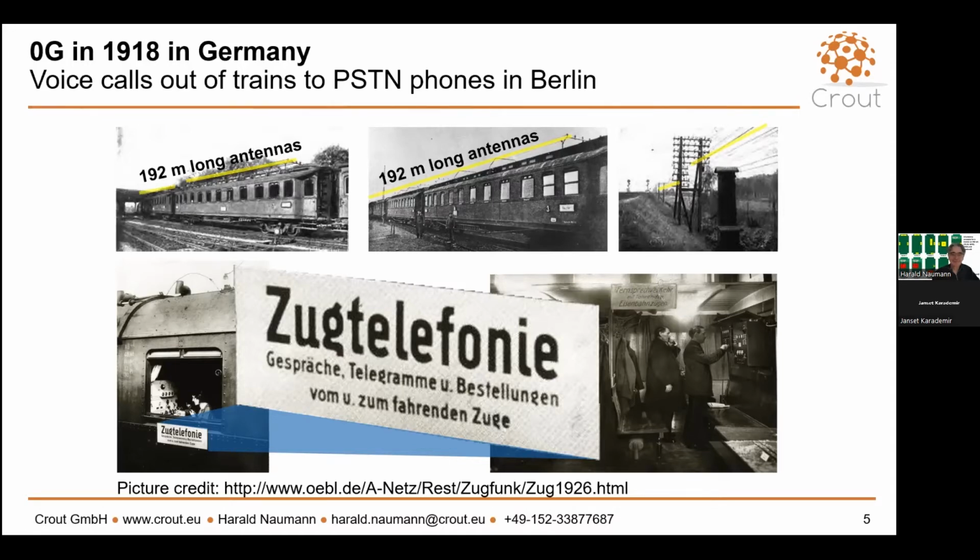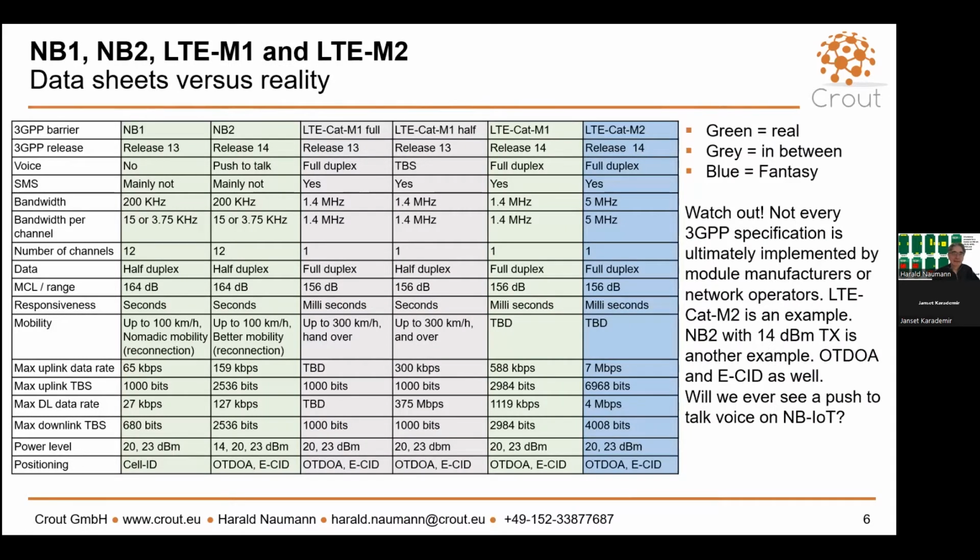And now directly into Narrowband IoT 1, Narrowband IoT 2, LTE-M 1 and M2. It's a big table with a lot of figures, and I selected some colors to make it visible. Green is real, so we have Narrowband IoT 1, we have Narrowband IoT 2.